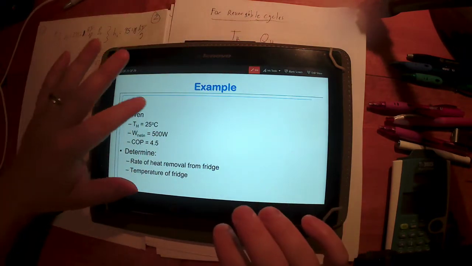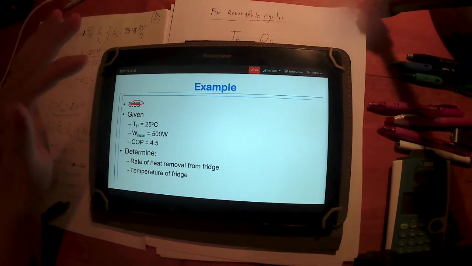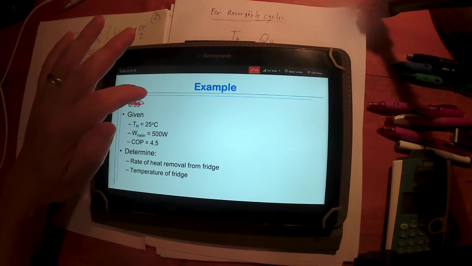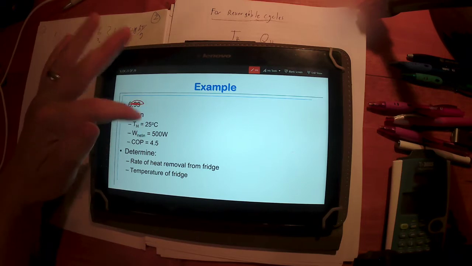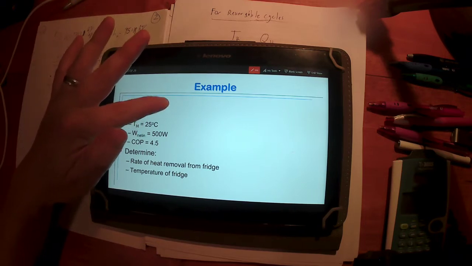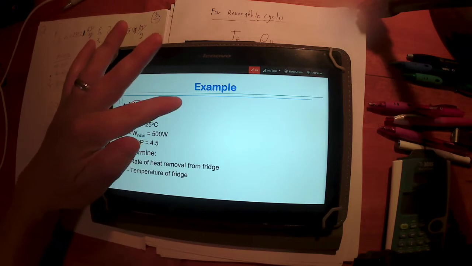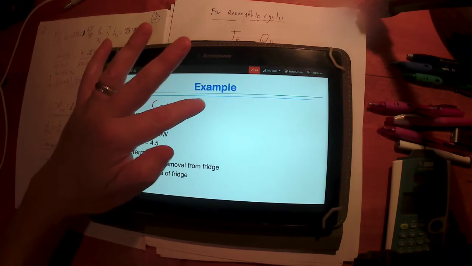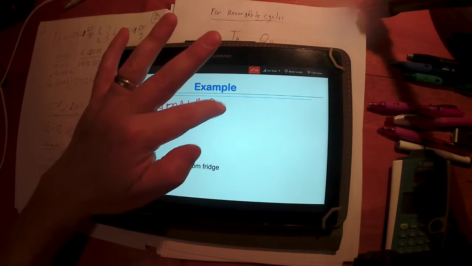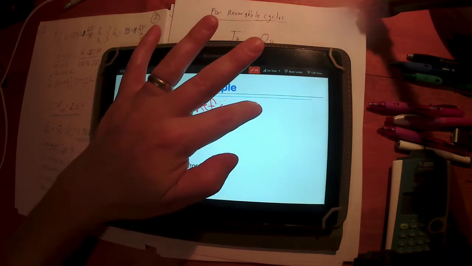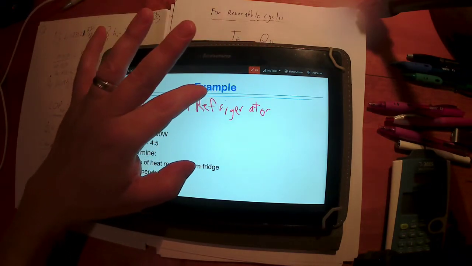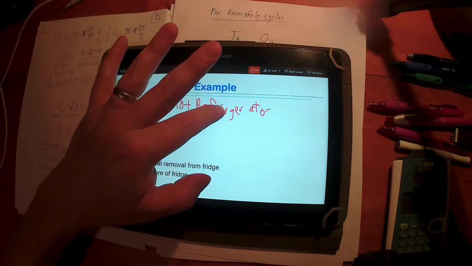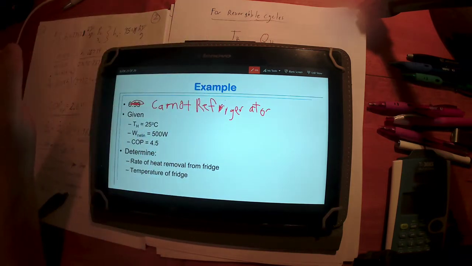I don't know if this is 699 or text. It's 6 something in the hundreds. You'll find a problem similar to this. Let us say the problem statement will tell us that this is a Carnot refrigerator.